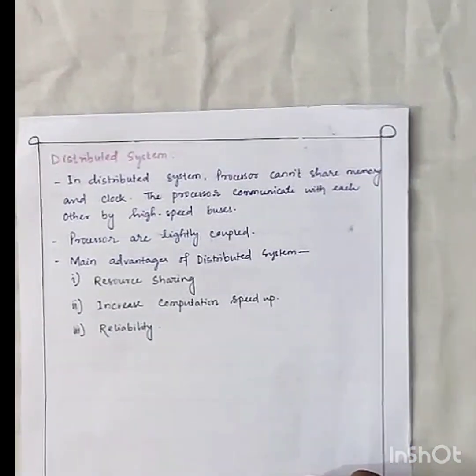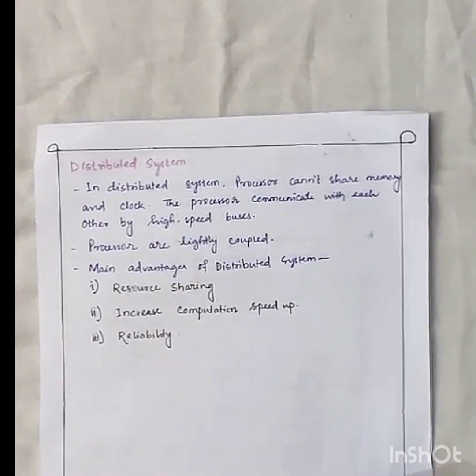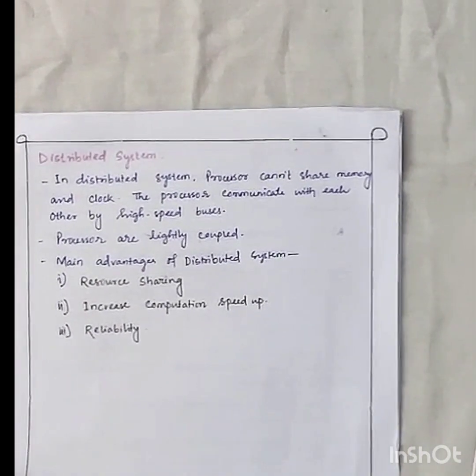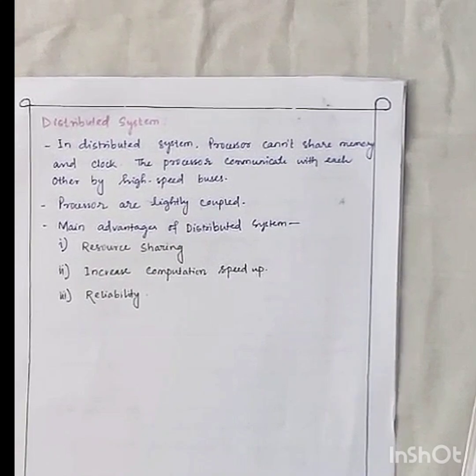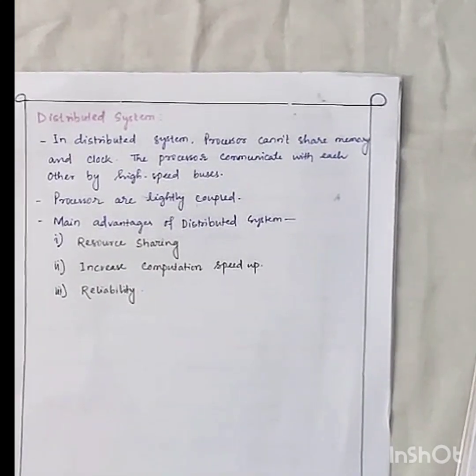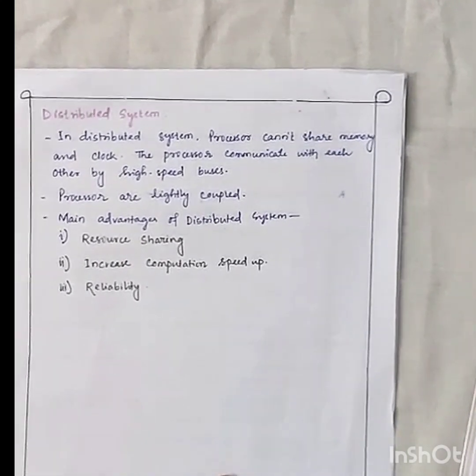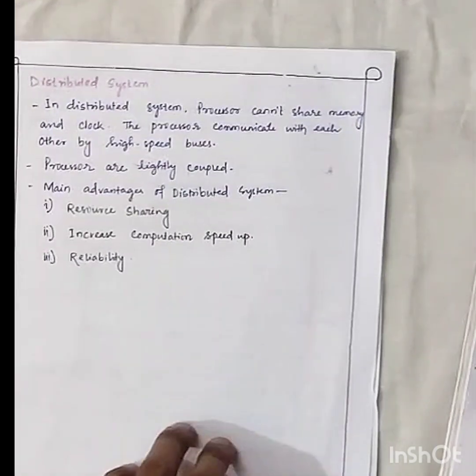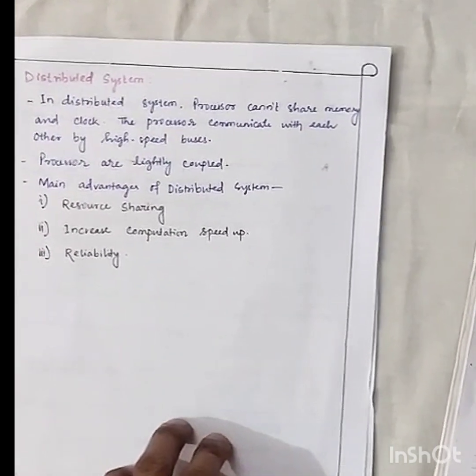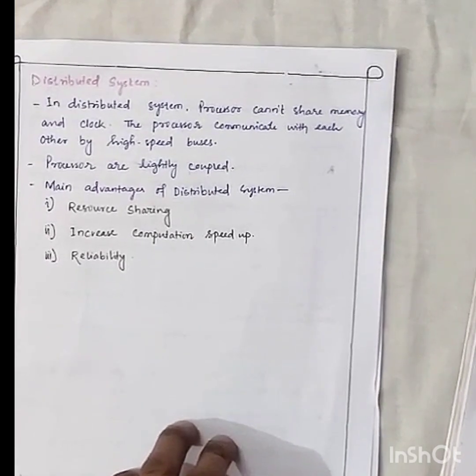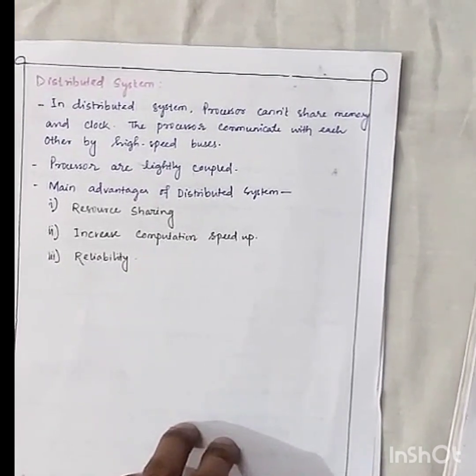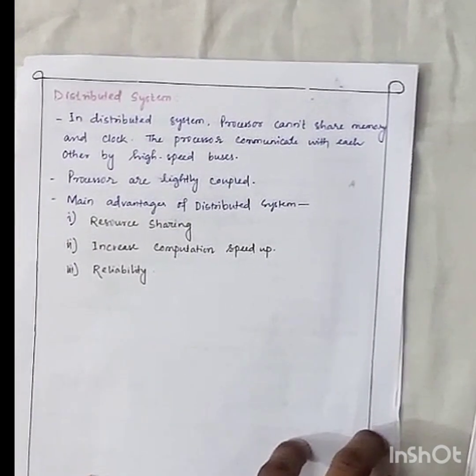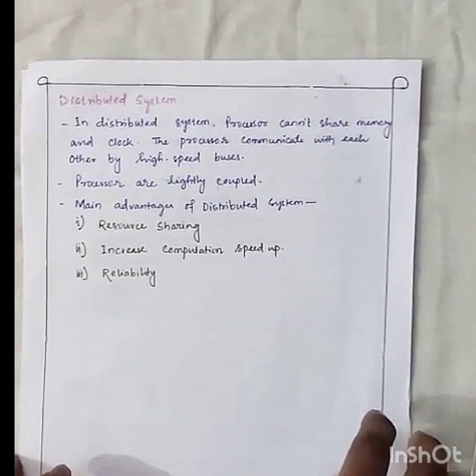Here the processors are loosely coupled, but in the parallel system the processors are tightly coupled. The main advantage of this distributed system is resource sharing. The resources present at different sites are shareable with each other, but not tightly coupled. It also increases computation speedup. Suppose a big computation is there, then the computation is divided into small units and executed at different sites of the computer.